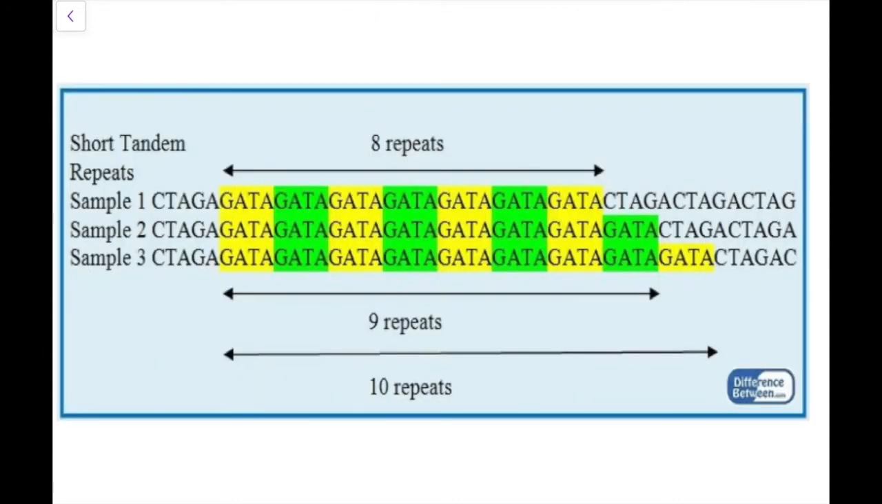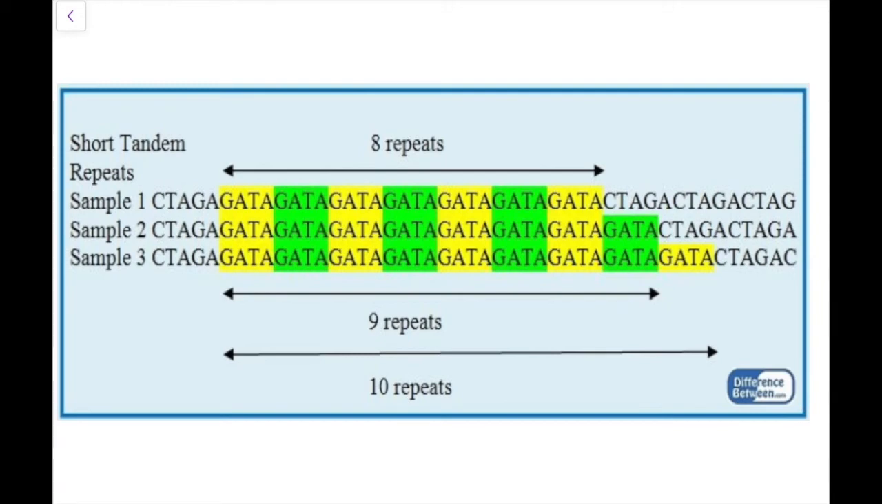So here's the first example of some of these repetitive sequences. These are called STRs. They are short tandem repeats. Tandem, like a tandem bicycle, is where you ride together. And so these sequences are together.